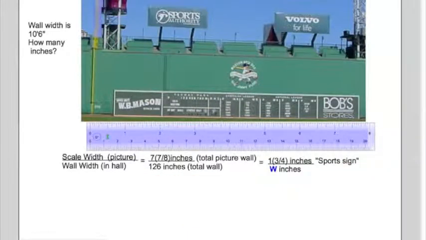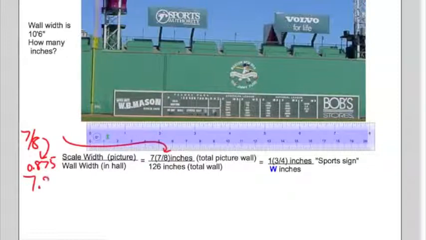All right, so just as I did the height, now I need to do the width. So I laid my ruler down, and I come out to be 7 7/8 of an inch right there. Now I need to convert 7 7/8. Well, 7 divided by 8 on a calculator gives me 0.875. Well, I know I have 7 full inches, so it's 7.875.